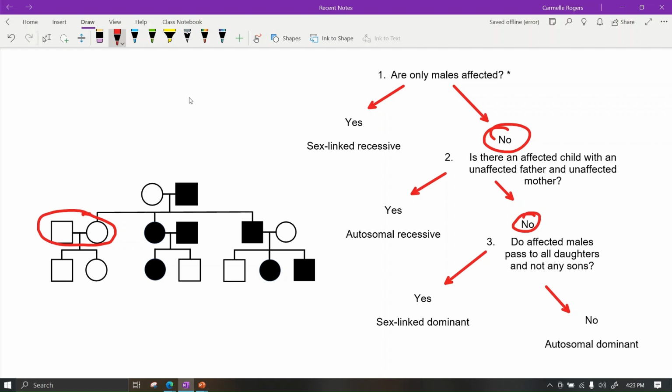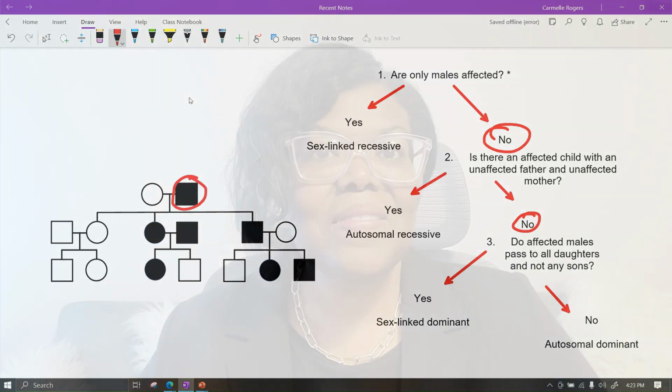Do affected males pass the disease to all their daughters and not any sons? For this, we want to look at the shaded squares. And so here we have a shaded square.